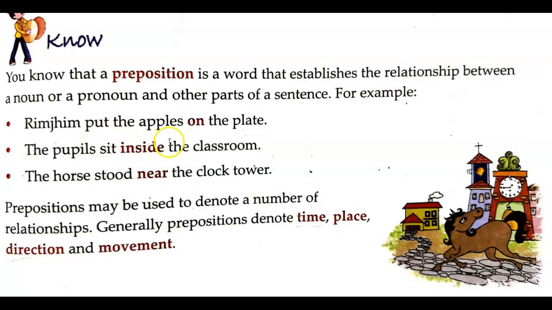Rimjim put the apples on the plate. Now here the word on tells us more about the apples' position. Where are apples? Apples are on the plate. Right? So apples and plate are connected with the word on. On is telling us the position of apples. So on is a preposition.